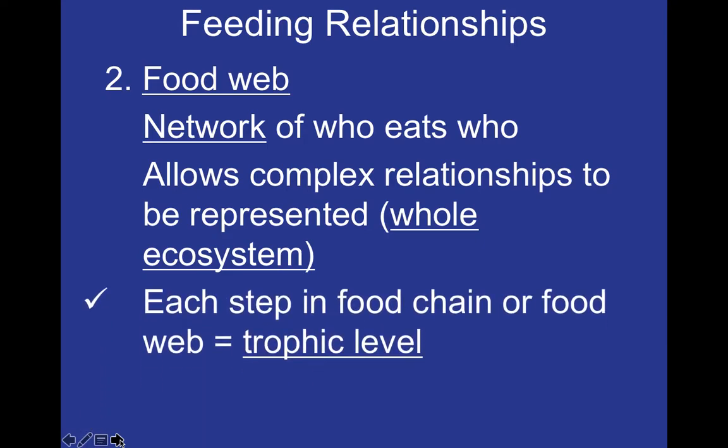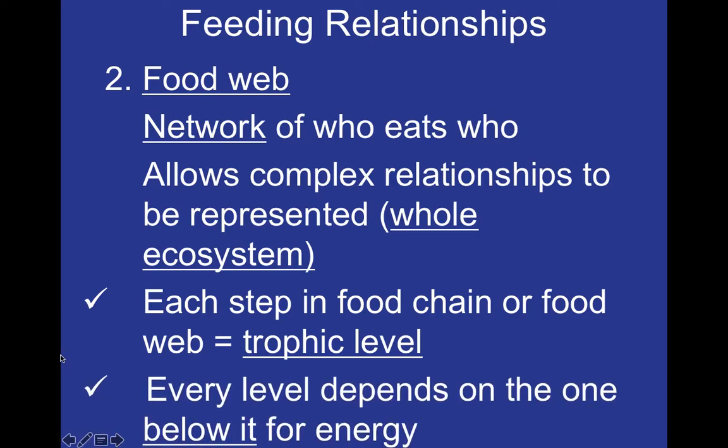So what you have to understand is that each step in a food chain or a food web is called a trophic level. The trophic level that it's on represents how many steps away from the sun it is. Every level of a food web depends on the one below it for energy. So if you flip over to your printed notes, we'll draw this sample food web here.